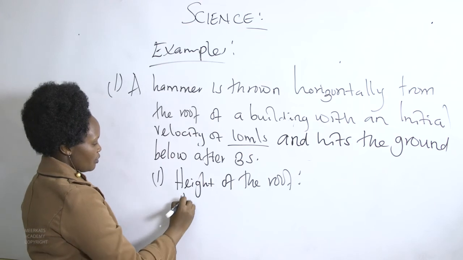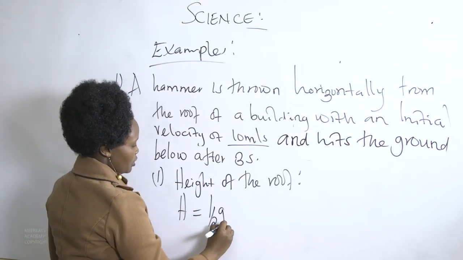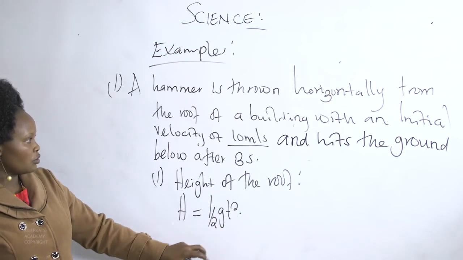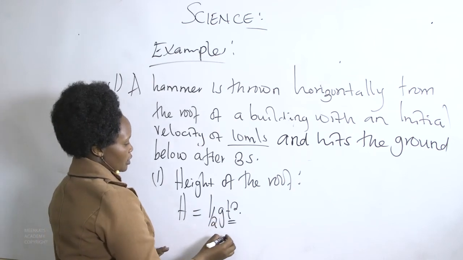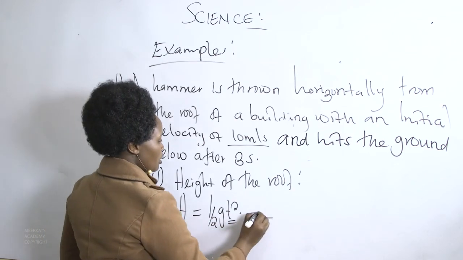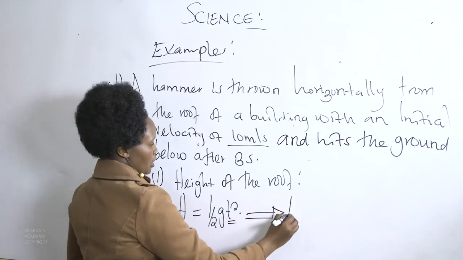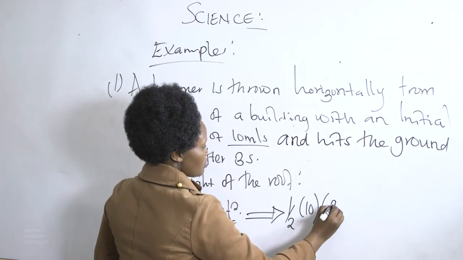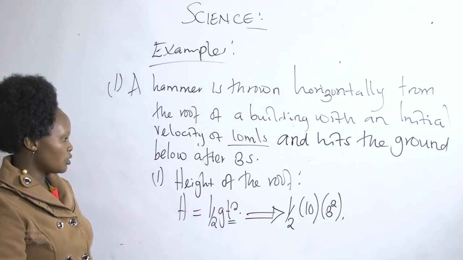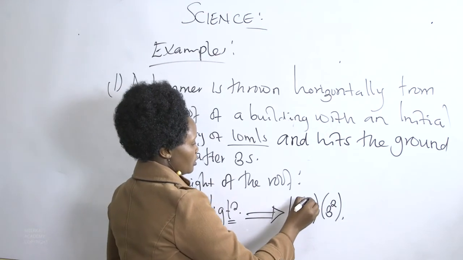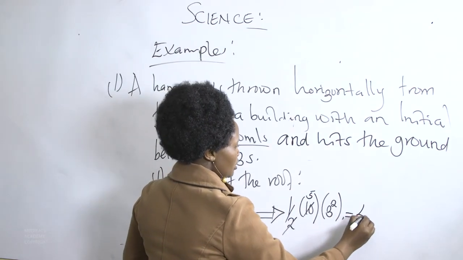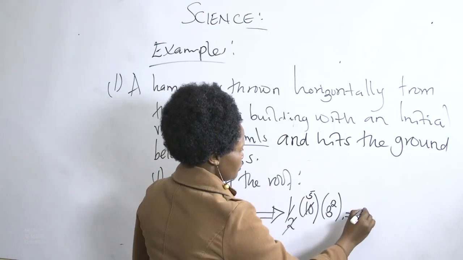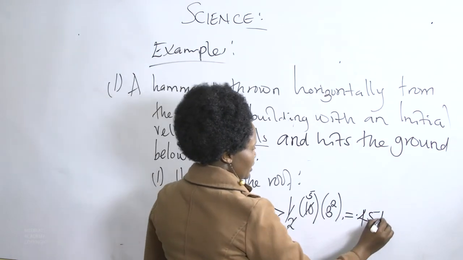The height is given by a half gt squared, where g is our gravitational acceleration and t is the time taken. Therefore, we substitute a half multiplied by 10 and then by the square of our time, which is 3 squared, and we get, is it 45? 9 times 5, 45 meters.